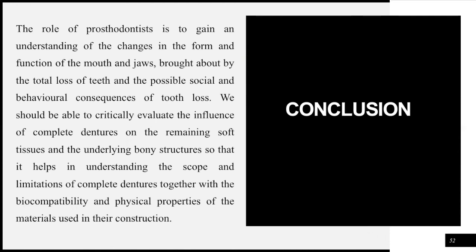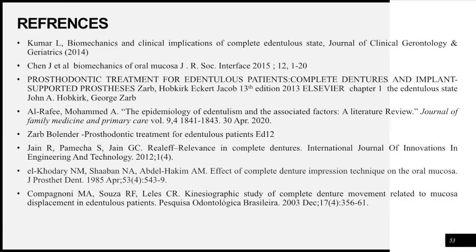In conclusion, the role of prosthodontists is to gain an understanding of the changes in the form and function of the mouth and jaws brought about by the total loss of the teeth and possible social and behavioral consequences of tooth loss. We should be able to critically evaluate the influence of the complete denture on the remaining soft tissue and the underlying bony structure so that it helps in understanding the scope and limitation of the complete denture, together with the biocompatibility and physical properties of the material used in their construction.